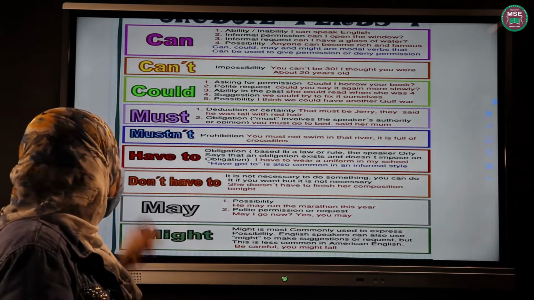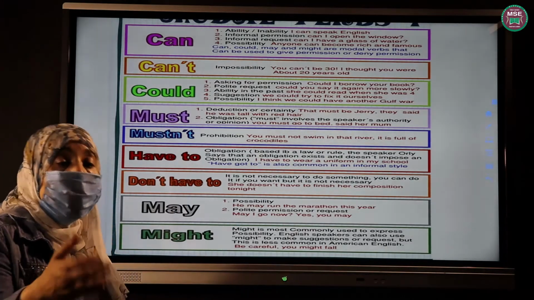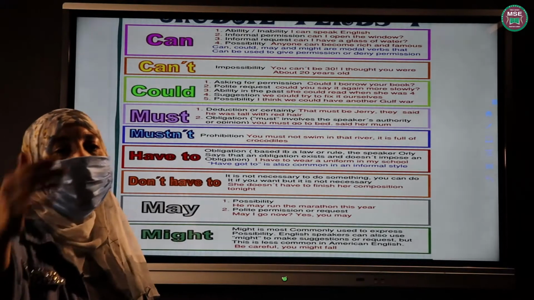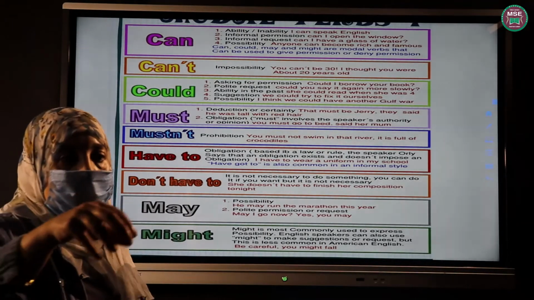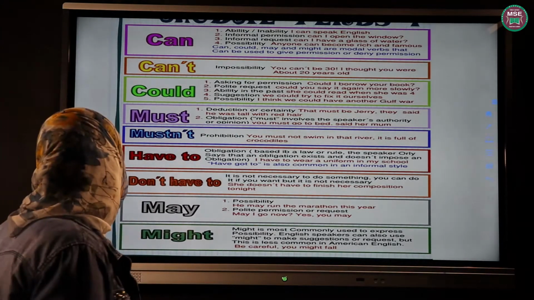Nothing will happen. She doesn't have to finish her composition tonight. It means that she has plenty of time. So she can do it tomorrow, next week. We still have time. It's not important. It's not necessary to do it today, because we have plenty of time to do it later on.